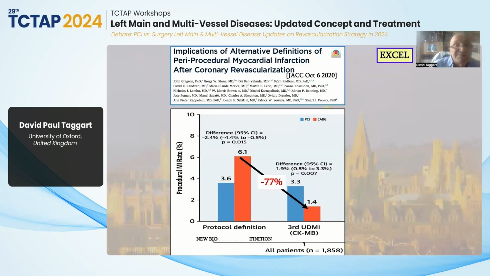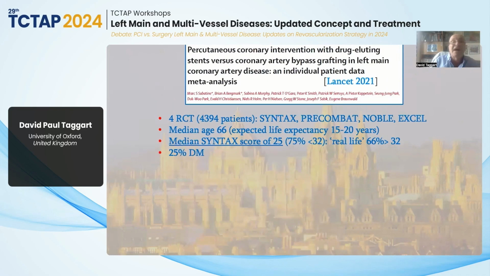And it then emerged subsequently that if you, rather than use a new biochemical definition of MI, go back to the third universal definition of MI, then the incidence of MI in the CABG group was reduced by about 3/4, which, had that been included in the primary outcome, would have overturned the negative finding of the EXCEL trial overall. And there have since been many attempts to try and overturn the results of the Syntax trial in terms of mortality.